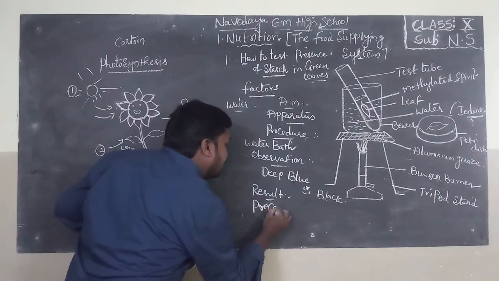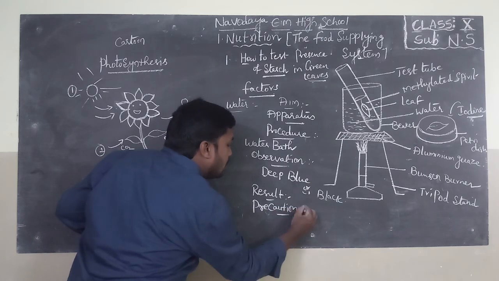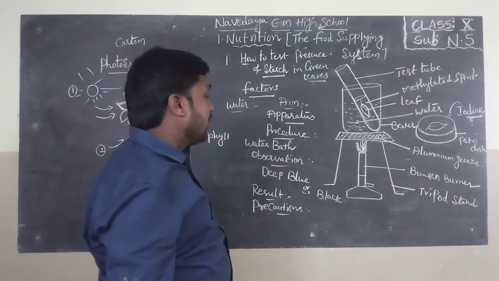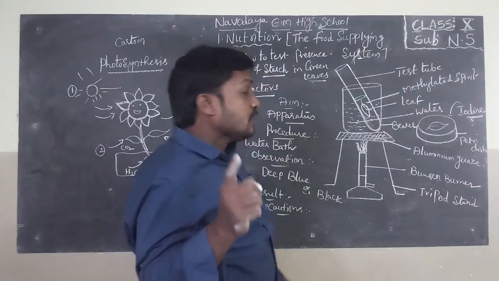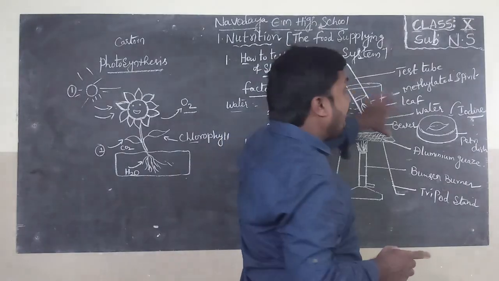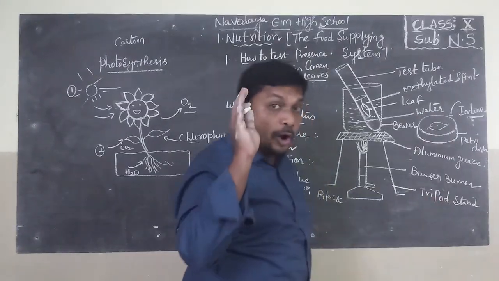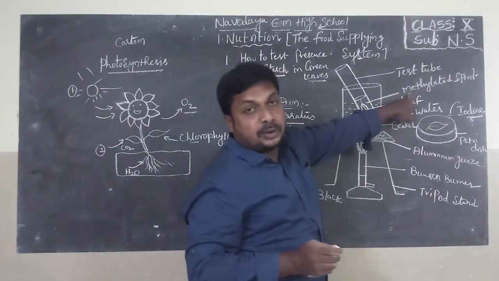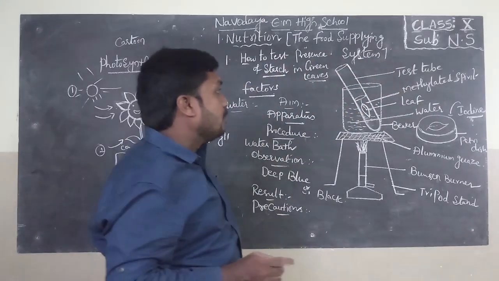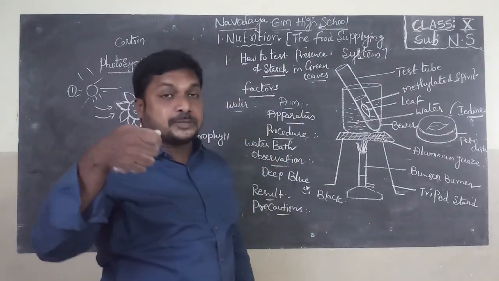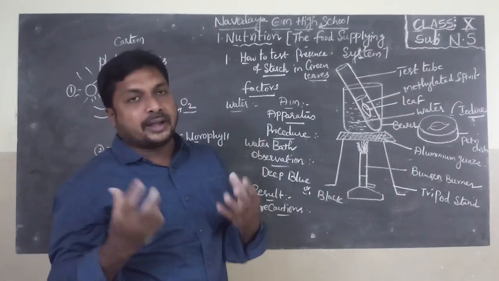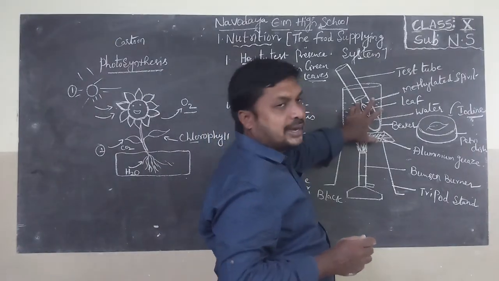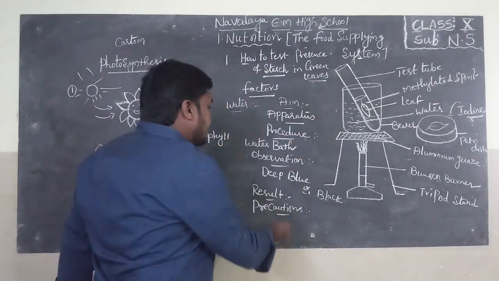Last side heading is precaution. What is the precaution should be taken while doing this experiment? You have to boil the test tube under water bath only. Why? Because methylated spirit is highly inflammable. If you boil the test tube which contains methylated spirit directly on flame, it may catch fire and the test tube may burst. That's why you have to boil the test tube which contains methylated spirit under water bath only. This is the precaution.